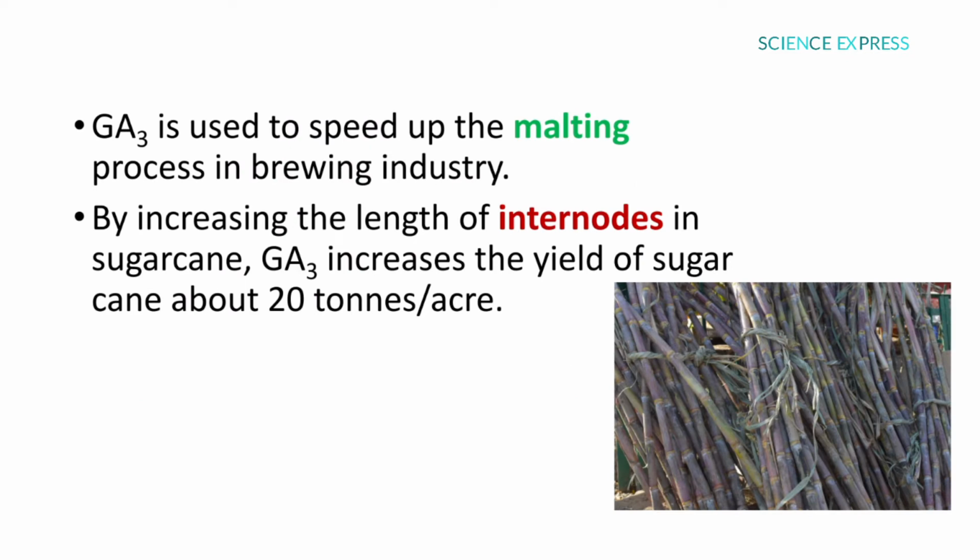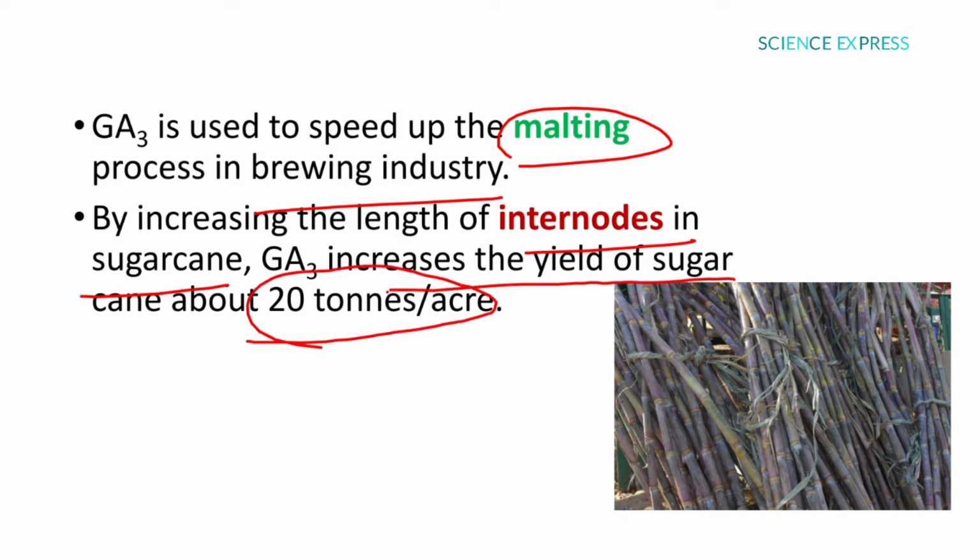Gibberellic acid, or GA3, is also used to speed up the malting process in the brewing industry. That is the process of steeping, germinating and immersing, then drying grain to convert it into malt. The malt is mainly used for brewing and whiskey making. By increasing the length of internodes in sugarcane, GA3 increases the yield of sugarcane by about 20 tons per acre.